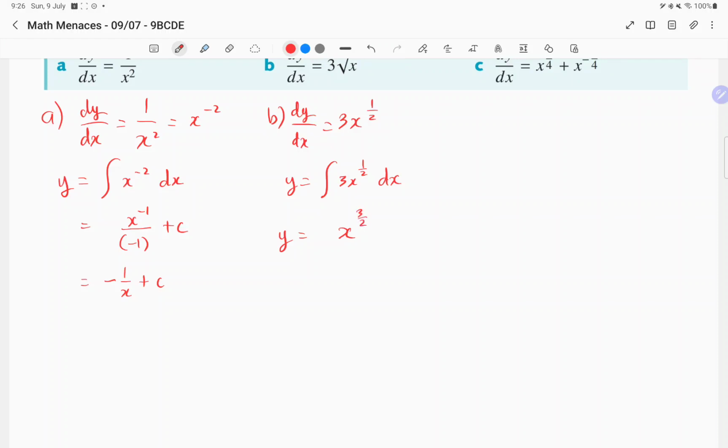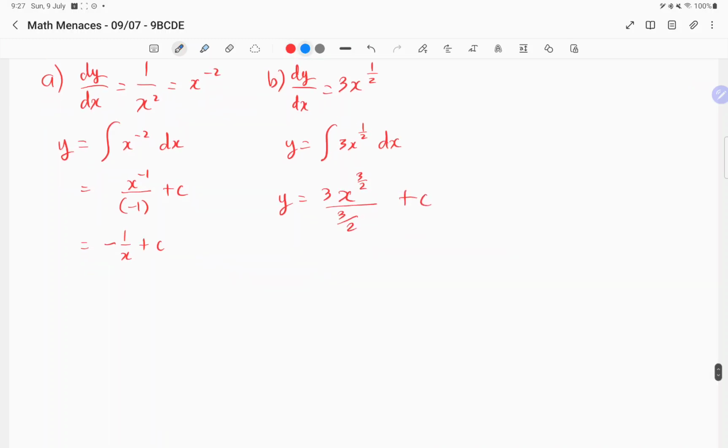3 over 2, and then you divide by the new power. How do you divide by 3 over 2? Wouldn't it be 3x, and then plus c, right? So how do you divide by 3 over 2? The trick is to think of the division as a division symbol. Dividing by 3 over 2 is the same as times the reciprocal. So you're doing 3x to the power 3 over 2, times the reciprocal, which means this will turn into 6x to the power 3 over 2 over 3, yes, and then times by 2 over 3.